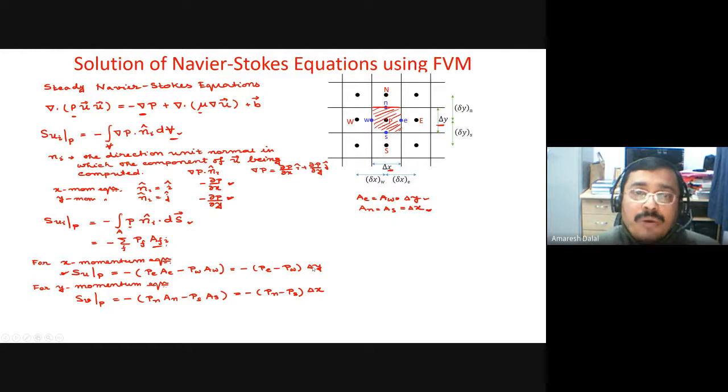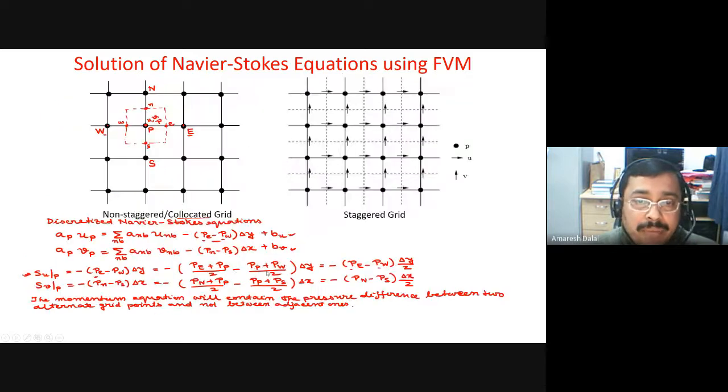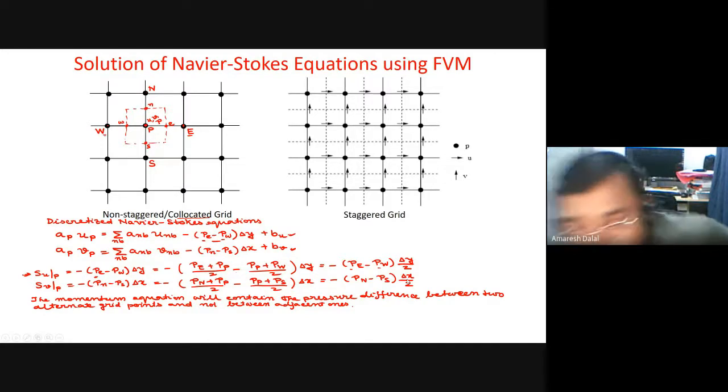Now you see, when we are using a collocated grid, obviously the pressure is known only at the cell center, like capital P, capital E, capital W, capital N, and capital S. So at the face center, if you want to find it, then we have to take some average. So if we take the average, then it becomes pe minus pw. So we write (P plus PE) divided by 2 minus (P plus PW) by 2. So we'll get minus (PE minus PW) delta y by 2. And similarly for the v equation, it will be minus (PN minus PS) delta x by 2.